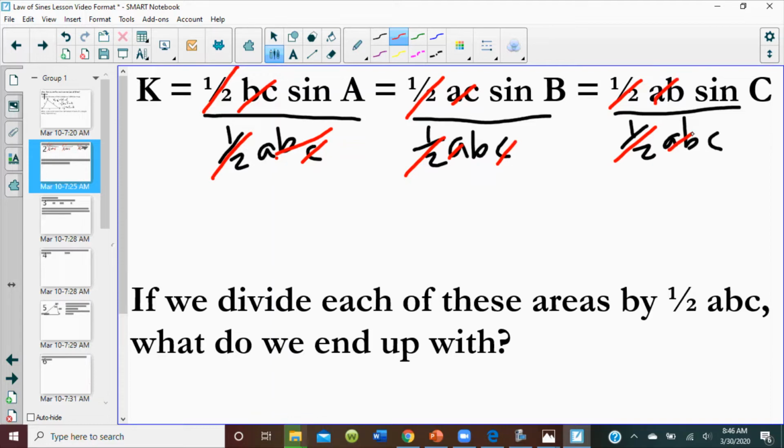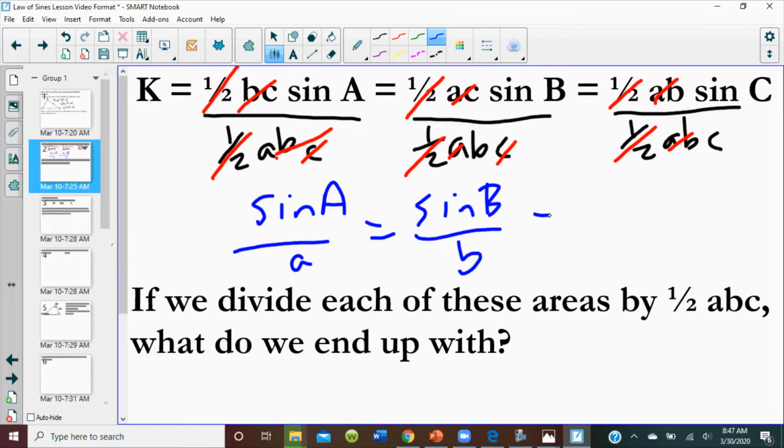Now, what are we left with? Well, we're left with, in this situation, no longer the area, because they no longer have the elements of the area, but we do have the sine of A over A equals the sine of B over B equals the sine of C over C. Considering that they all were equal to each other and we divided everything by the same exact values, almost like using the division postulate, the results should be equal to each other.